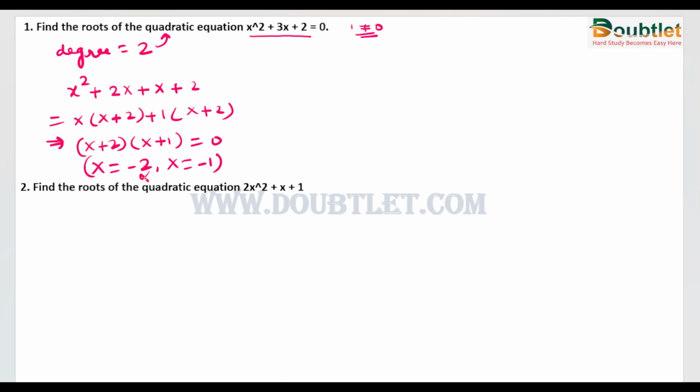So these are the values. So we can assume this as alpha and assume this as beta. So these are the two roots. Now if we go by the discriminant method, first we will check the value of b square minus 4ac.